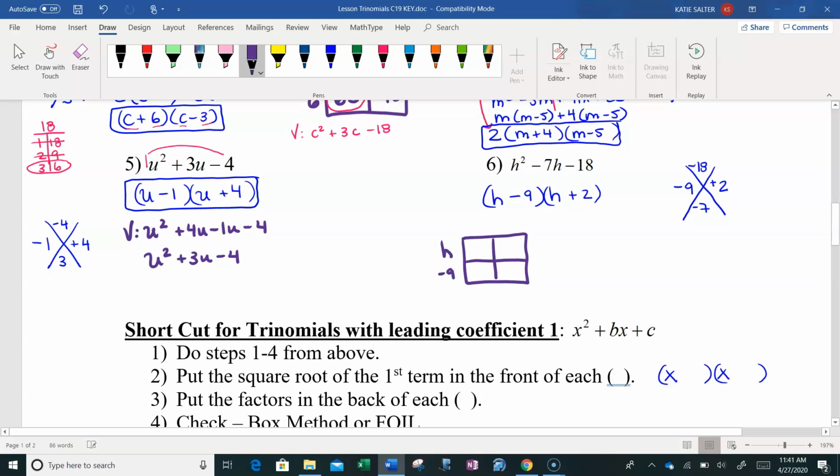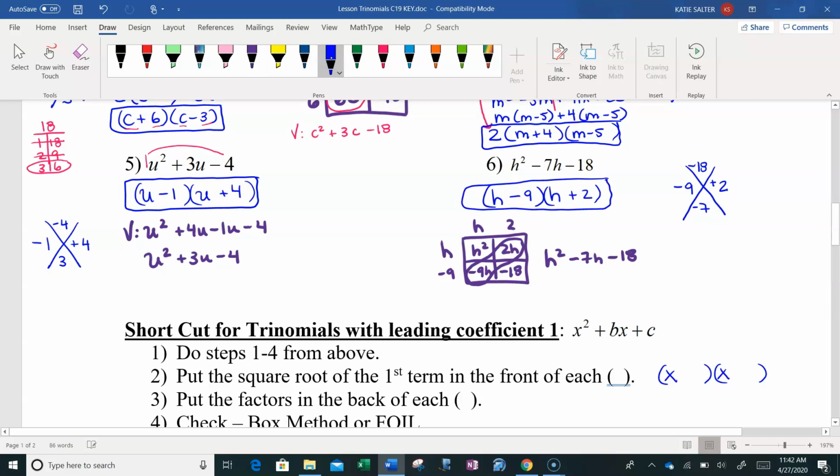So this time I will check by boxing. h, -9, h, +2. h times h is h squared. h times 2 is 2h. -9 times h is -9h. And -9 times +2 is -18. And then we combine our like terms. h squared, -9h and 2h is -7h, minus 18. And we have our original trinomial. Our final answer, though, is the factors.